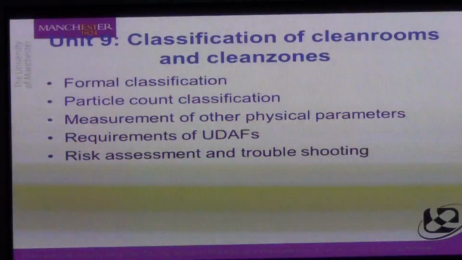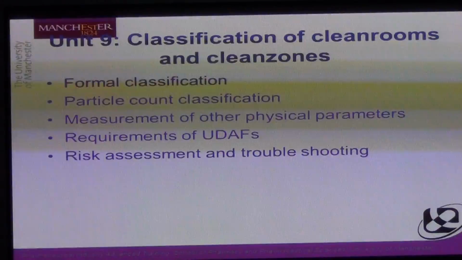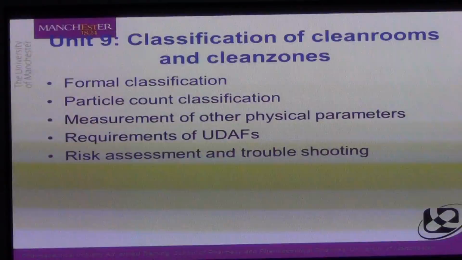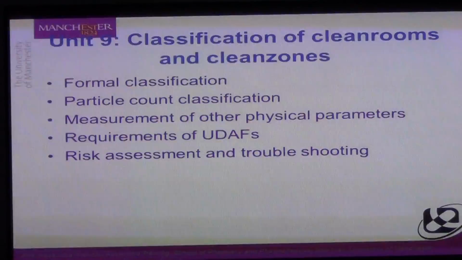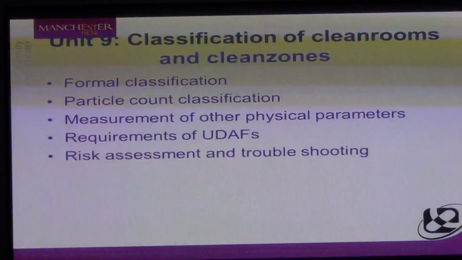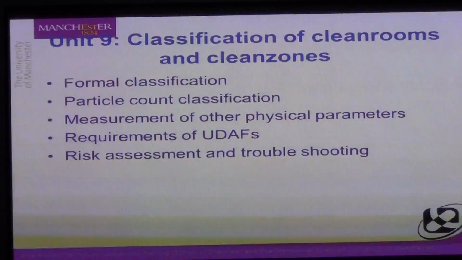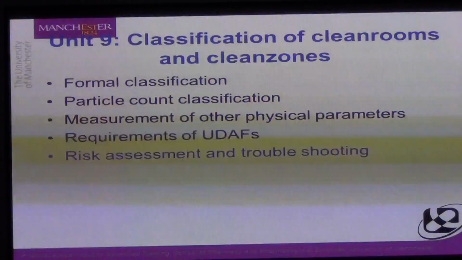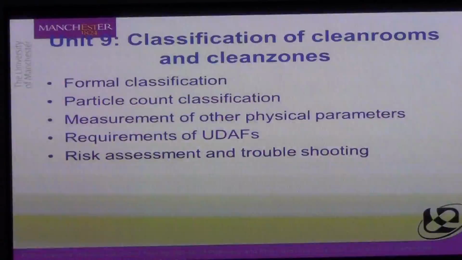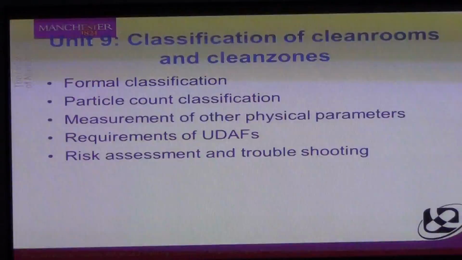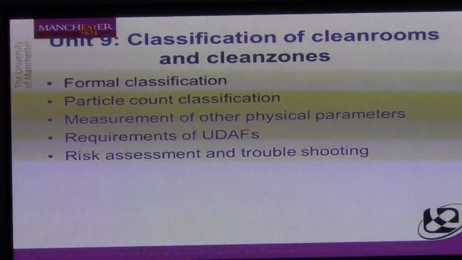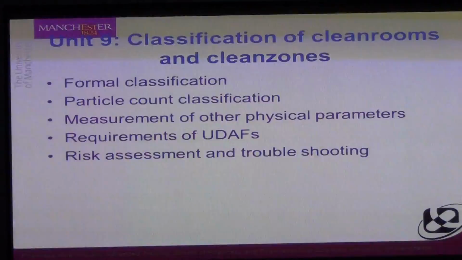Unit 9 considers the classification of clean rooms and clean zones, how these are done formally, particle count classification, the measurement of other physical parameters, the special requirements for unidirectional airflow devices, what used to be called laminar airflow cabinets, and more on risk assessment and troubleshooting in relation to particle counting.